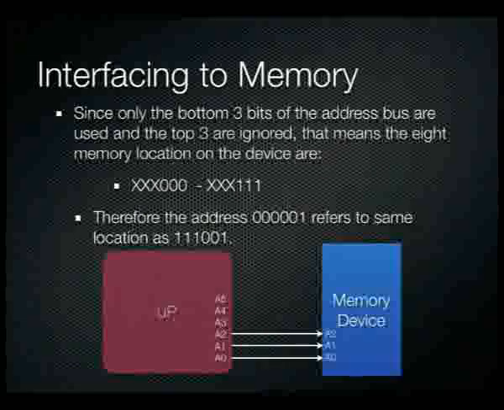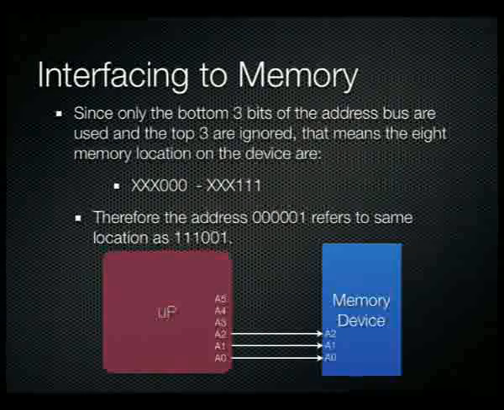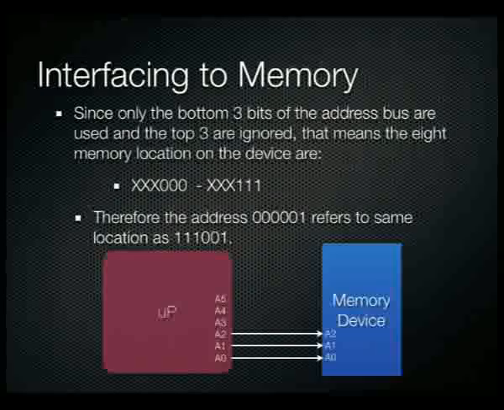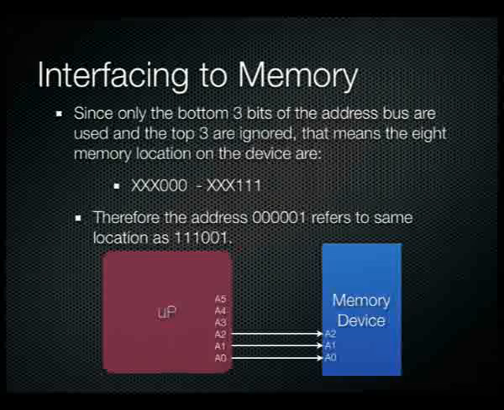Well, since we're only using the bottom 3 bits of the address bus and the top 3 we're simply ignoring, they're not connected to anything, this means that the 8 memory locations on the device will be mapped to our microprocessor to XXX000 to XXX111. So therefore I'll put X's in all the don't cares.